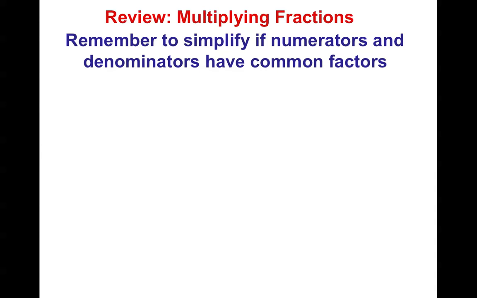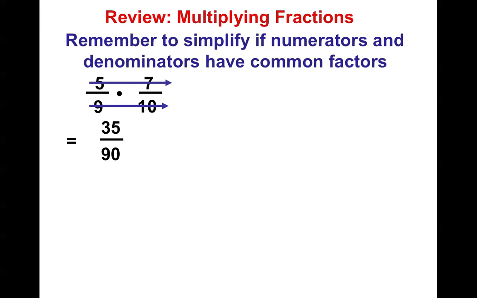All right. The one thing that gets people is you always have to make sure to simplify your numerators and denominators if you can. So, in this situation, I can multiply straight across. I get 35/90. That's a good answer. The only problem is, it's not simplified. I have to divide by 5 and divide by 5, and I get my true answer of 7/18.